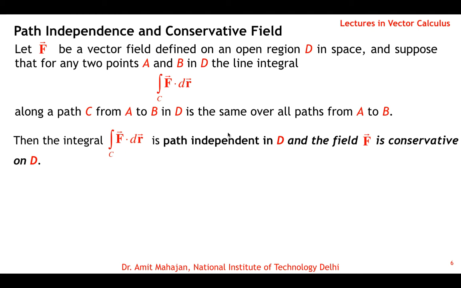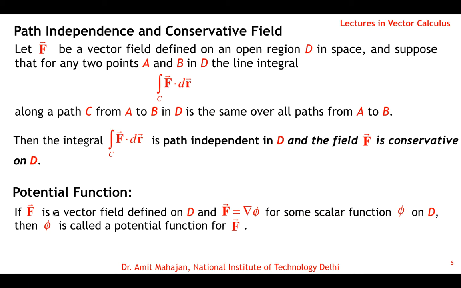Before we give the result, we'll give one more definition, of a potential function. If f is a vector field defined on the domain D, and if the vector field f can be written as the gradient of some function phi, we know del phi is the gradient of phi, where phi is some scalar function on domain D, then phi is called the potential function of the vector field. So if you are given a vector field and we can write it as the gradient of some scalar function, then the scalar function is called the potential function of the vector field.